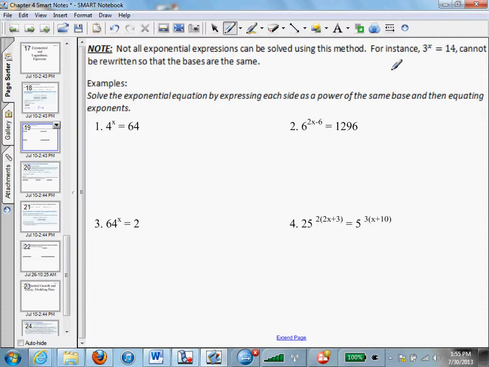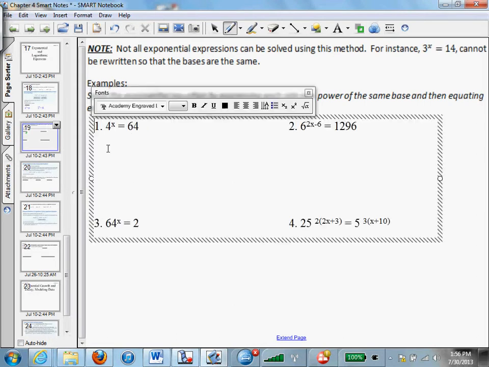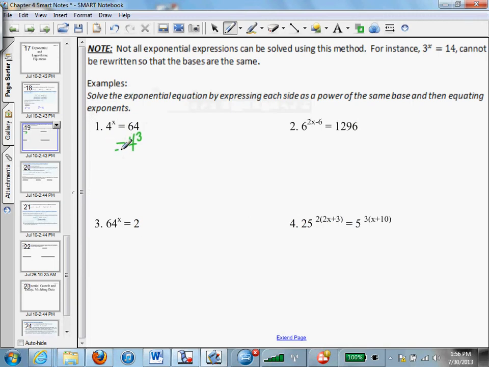Examples: solve the exponential equations by expressing each side as a power of the same base, then equating exponents. So for number 1, we have 4 to the power of x equals 64. For this, you want to say that 64, written as a base of 4, is actually 4 to the third power, because 4 cubed is equal to 64. Since our bases of 4 are the same, we can just bring our exponents down and say that x is equal to 3.